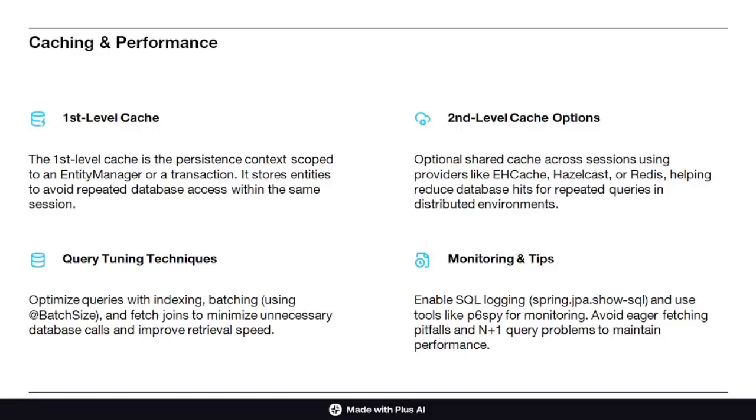The second one is the object caching, where, for example, you are fetching repeated queries, like select star from employee where employee salary is 5,000. If there is a query you use frequently, it will get cached in your object. So next time, it will not go to the database every time, as that query will get cached. Query tuning techniques: if you have a batch size, all those things you can fine tune. Monitoring and tips: enable SQL logging.